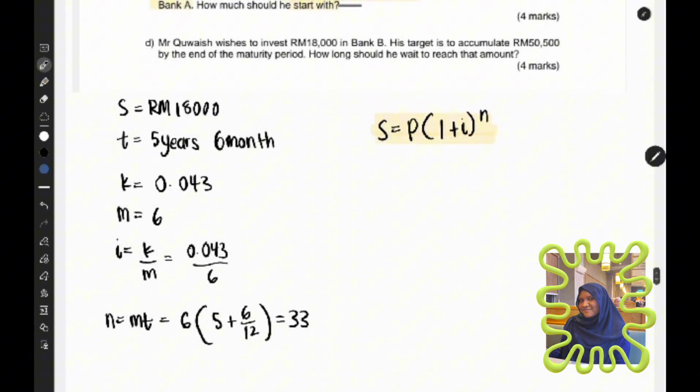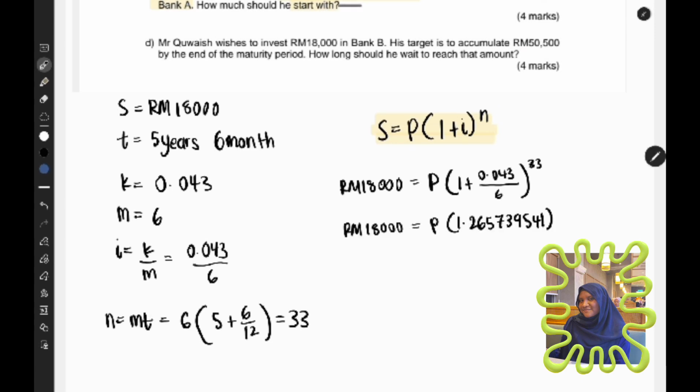So let's transfer all the information so we can find P. How much should Mr. Kuwash start with? We transfer RM 18,000 equal to P. Just write P because we don't have the value for P yet. So 1 plus 0.043 over 6, to the power of n. Our n is 33. Let's settle the bracket first.